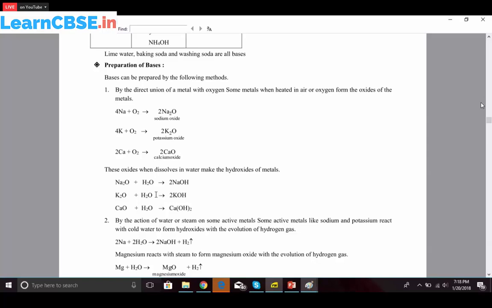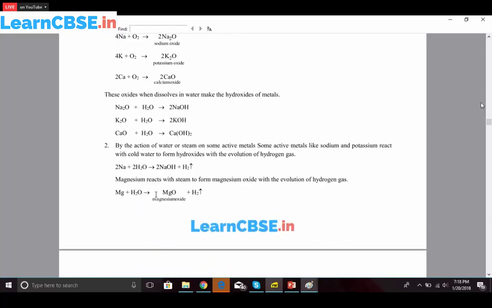So by the action of the water or the steam on some active metals like sodium and potassium, they react with cold water to form the hydroxides with the evolution of hydrogen gas. Only highly reactive metals, for example sodium and potassium, can react even with cold water vigorously. So Na + 2H2O gives NaOH + hydrogen gas.